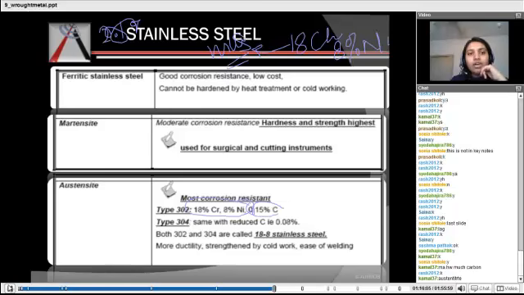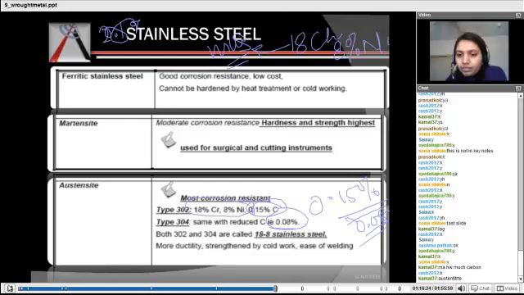We saw, right? It's 2.1. Austenite, here we have two things. One is 0.15, that is type 302, and type 304 is one more variety which has less carbon, 0.08.